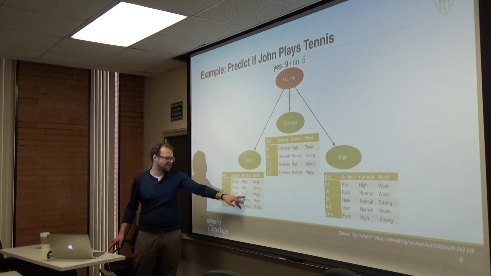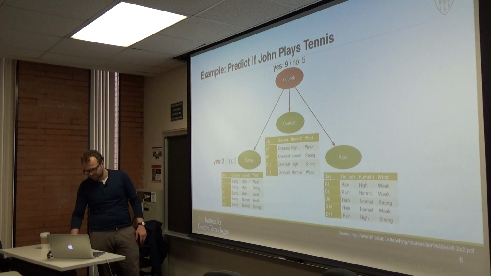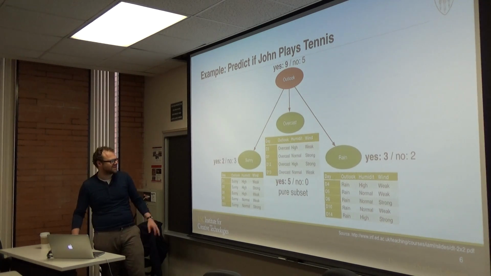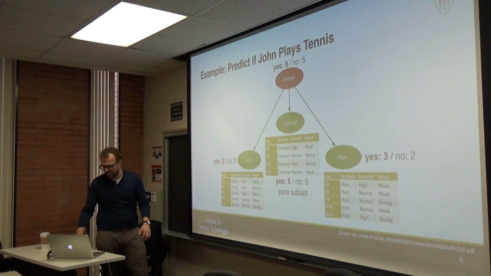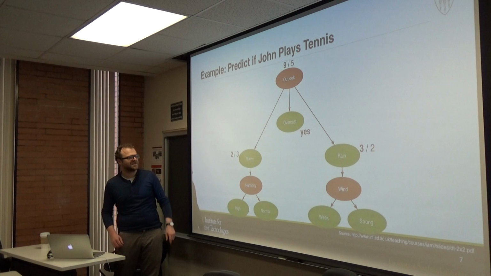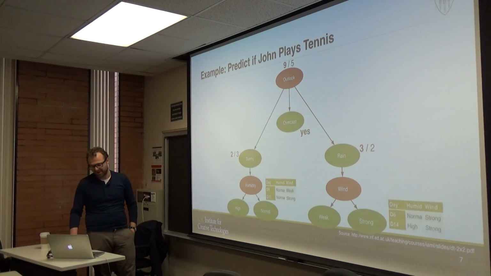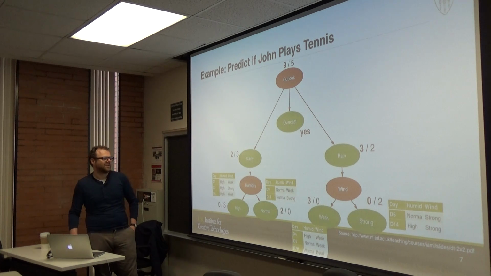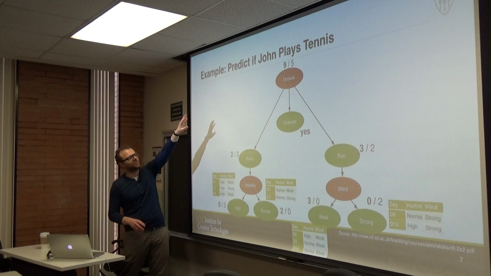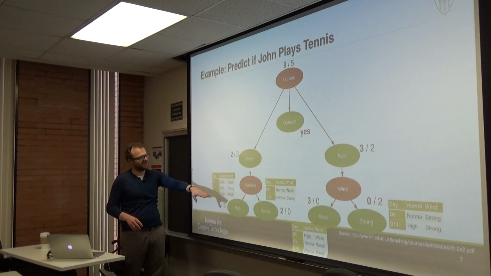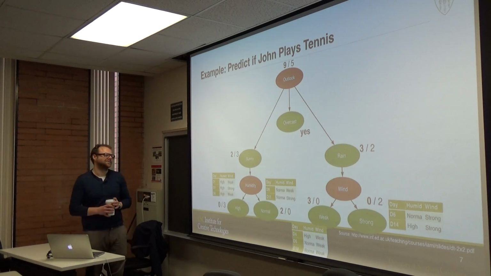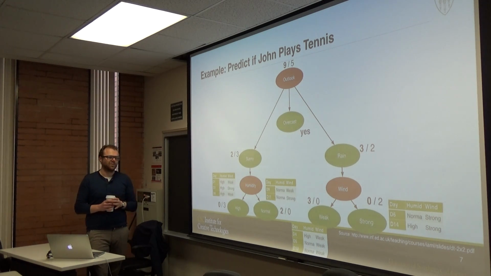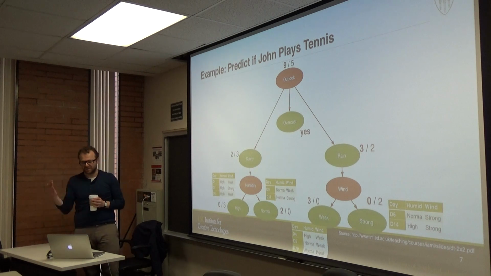The next step will be based off of humidity, where with high humidity the player doesn't want to play, but normally he wants to play, and for the other one it's wind, and you can create these perfect splits at the bottom. So basically you walk through this tree from the top and use it to decide if the person is going to play tennis or not.